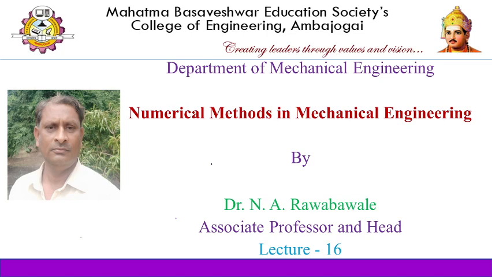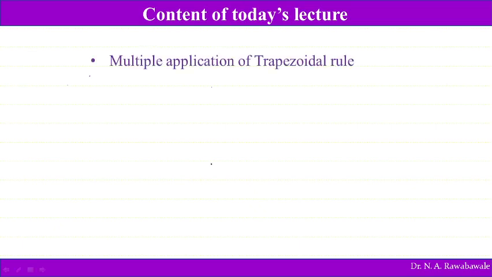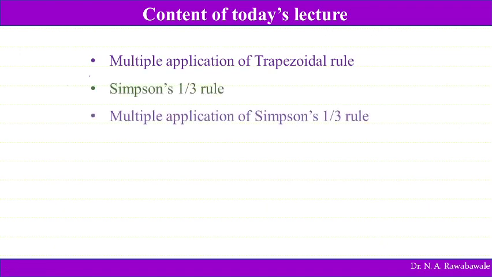In the previous lecture, we discussed the trapezoidal rule for integration of algebraic or transcendental functions. Today we are going to discuss multiple application of the trapezoidal rule, then Simpson's one-third rule, and multiple application of Simpson's one-third rule. In the previous lecture, we discussed the application of the trapezoidal rule. So today we are going to discuss multiple application of the trapezoidal rule.